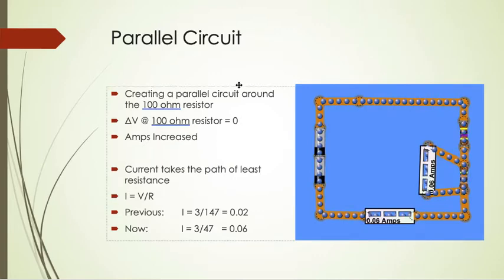In the next part of the experiment, we created a parallel circuit around the 100 ohm resistor, and the potential difference at the 100 ohm resistor was equal to 0. We can also see that the current increased by 0.04 amps once we added the parallel circuit. The reason is that current usually takes the path of least resistance, and since there was less resistance, the current increased, since current and resistance are inversely related.